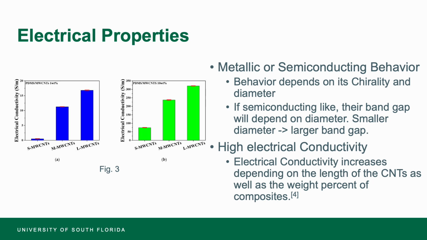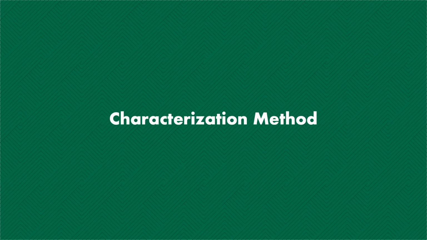Lastly, I will be talking about the electrical properties for CNTs. They could experience both metallic or semiconducting behavior, and this behavior depends on its chirality and diameter. If it's semiconducting, their band gaps will depend on the diameter. Smaller diameter will lead to a larger band gap. High electrical conductivity: for electrical conductivity to increase, it depends on the length of CNTs as well as its weight percent of composites. Now we'll be discussing characterization methods for CNTs.